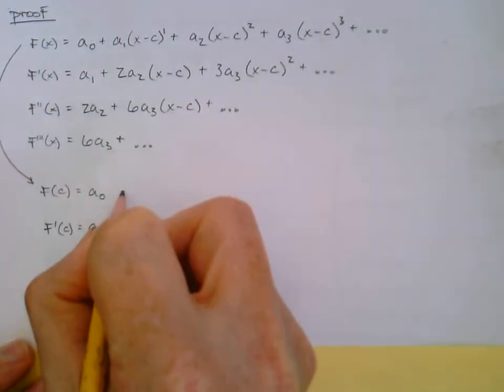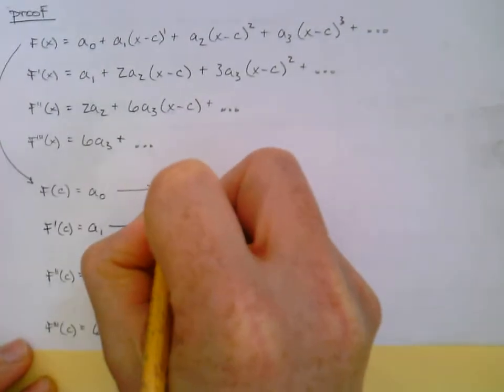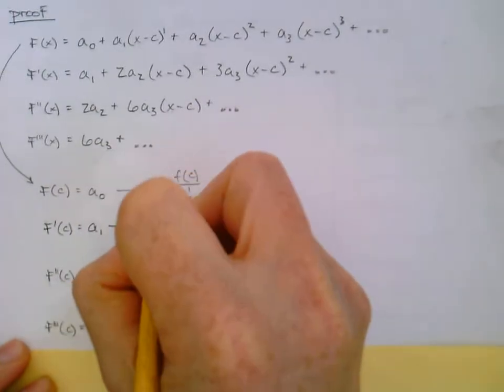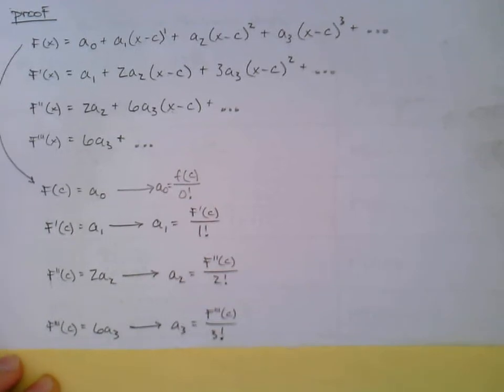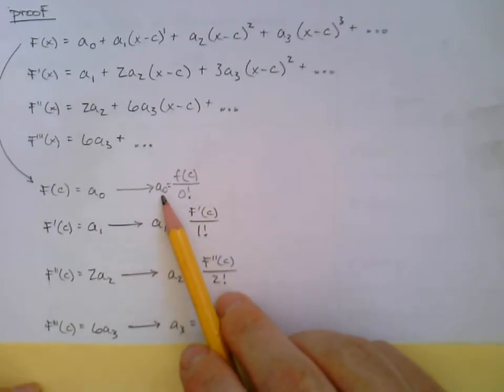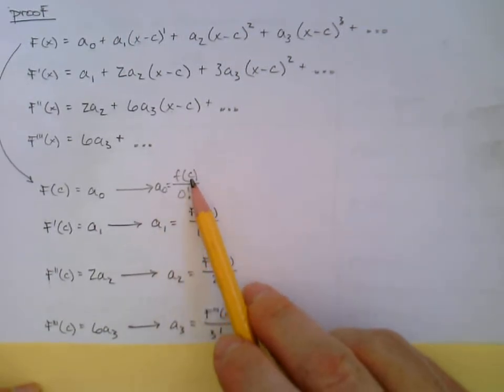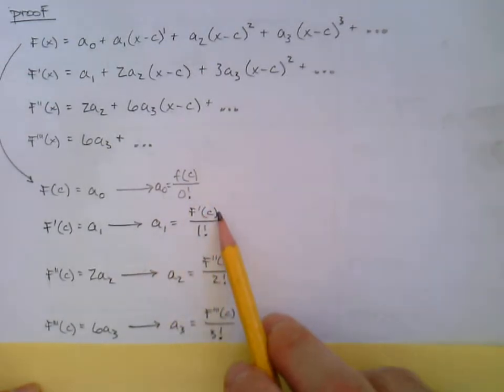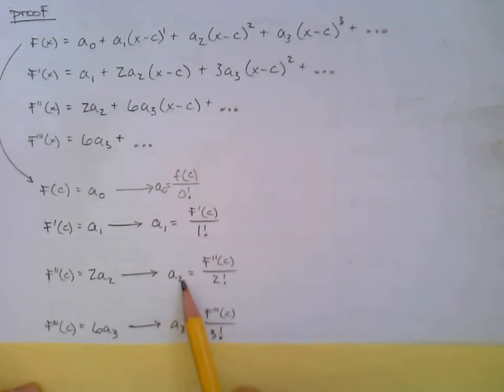And even a0, I should have written it there too. This is the original function over 0 factorial, since 0 factorial is equal to 1. So that first coefficient, a0, is the 0th derivative over 0 factorial. That next coefficient is the first derivative over 1 factorial. a2 is the second derivative over 2 factorial, a3 the third derivative at c over 3 factorial.